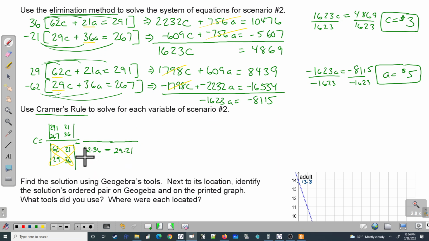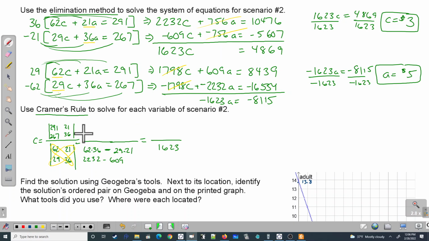Well, these numbers happen to be 2,232 and 609. Oh, by the way, if you look carefully, you'll have seen some of these same numbers most likely in your elimination. When you subtract them, it works out to be 1,623. Yeah, that's not a coincidence.